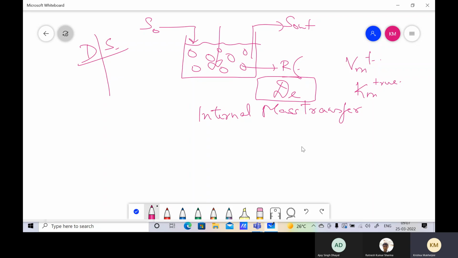Can you see the whiteboard? Yes, sir. Okay, so this was the problem that we were discussing in the last class. Now, let us move ahead. And did you people solve this problem, or did you not solve it?